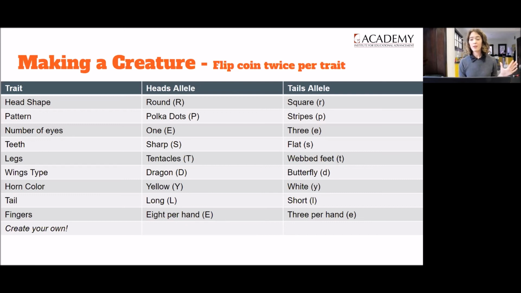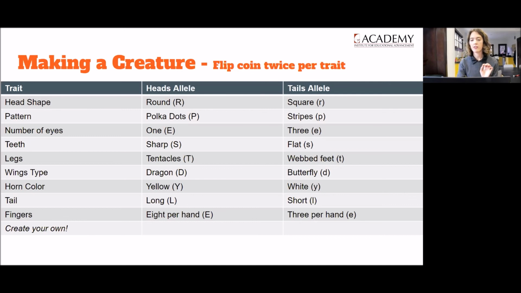So the most important thing about this activity is that you will be flipping the coin twice per trait. So you will flip it once for what allele one parent will give you, and again for what allele the other parent will give you. So maybe I'll get heads the first time, and then I would write a big R on my paper, capital R, next to genotype. And then when I flip the coin again and get tails and get a lowercase r, I'd write that right next to it.